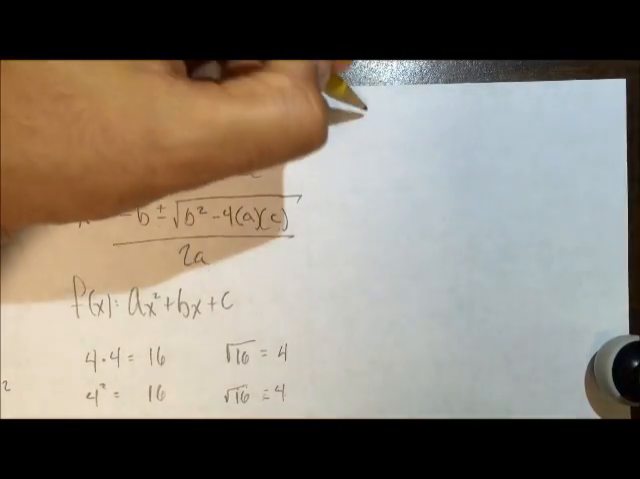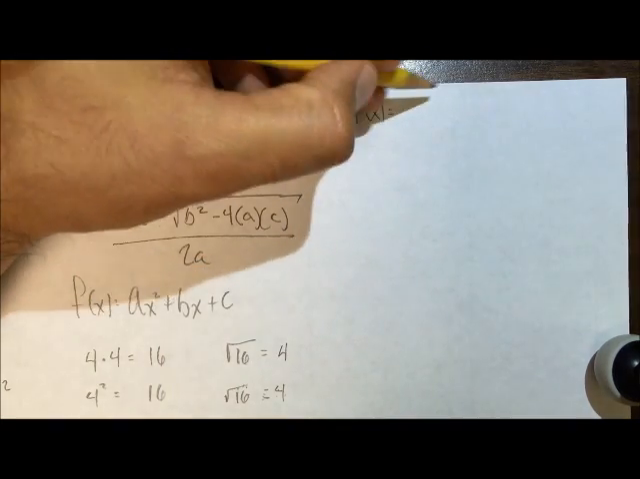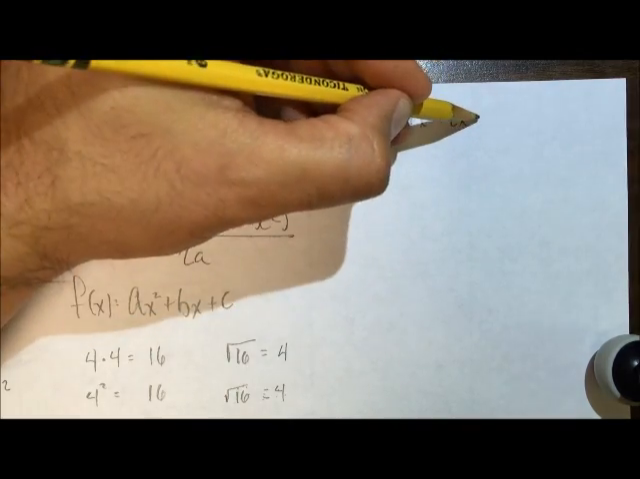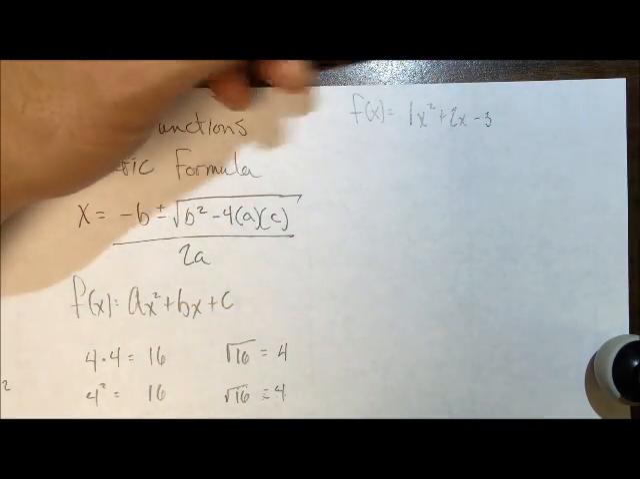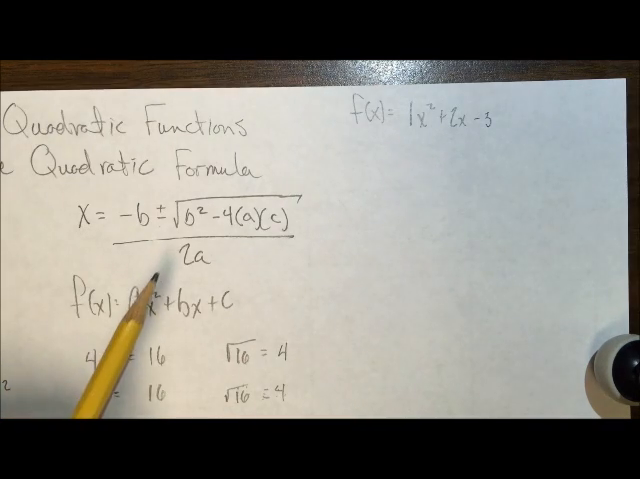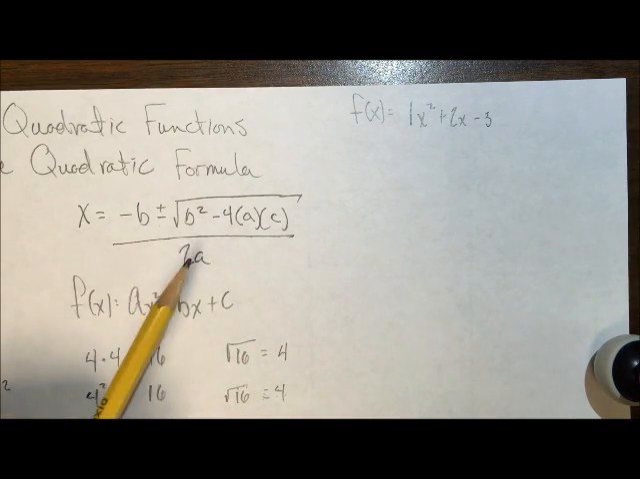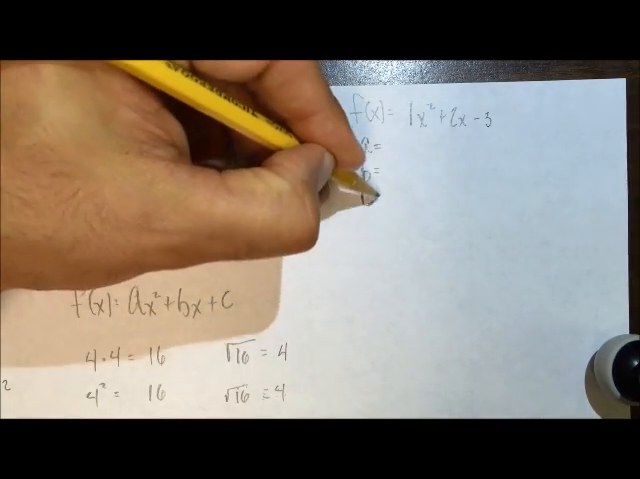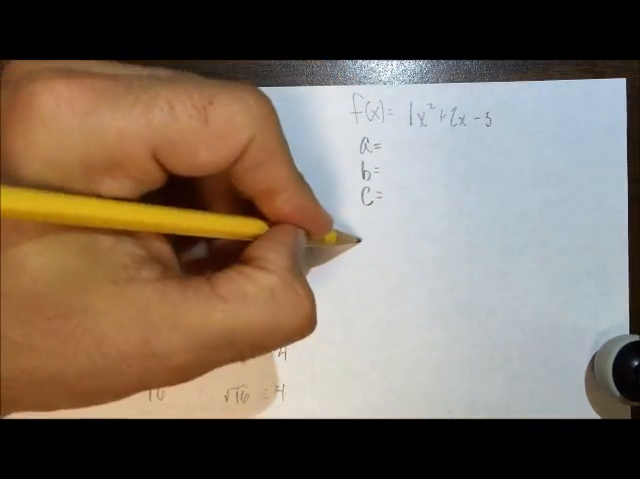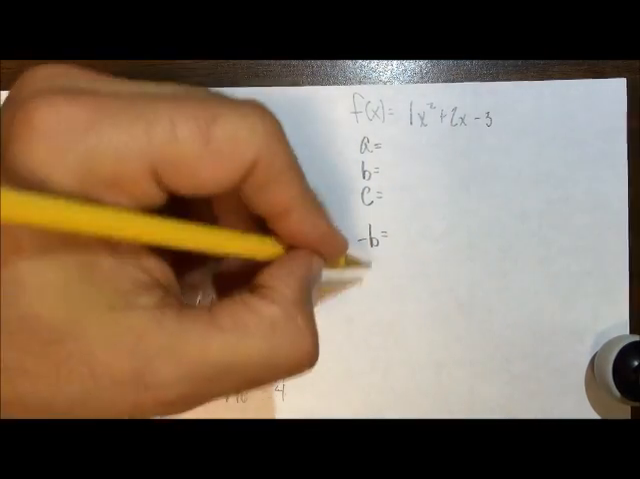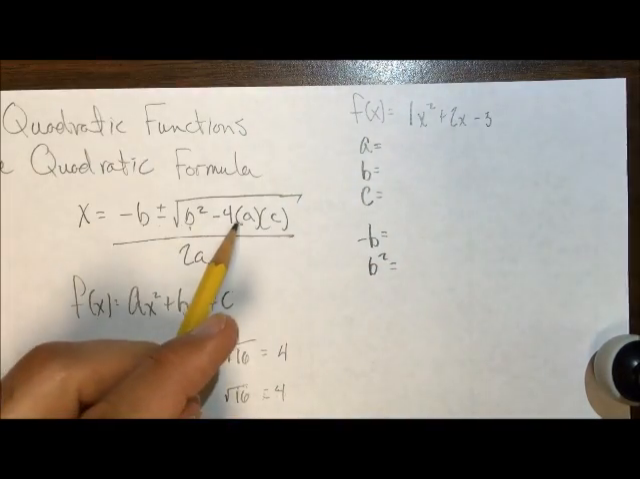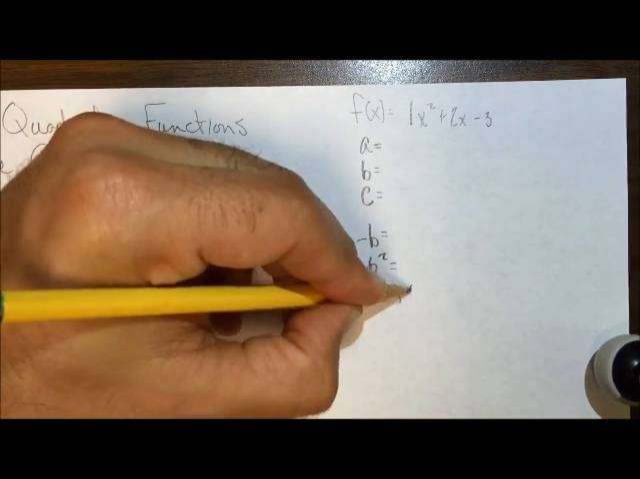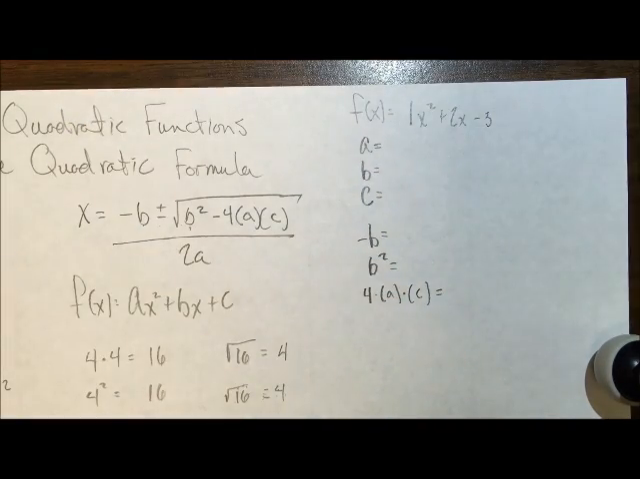Let me give you the equation f of x equals 1x squared plus 2x minus 3. And what we want to do is create a laundry list. We're going to call this the laundry list. I've got A, B, and C, and some different parts here. So I need to know A, B, C. I need to know what negative B is. I need to know what B squared is. And I need to know what 4 times A times C equals.